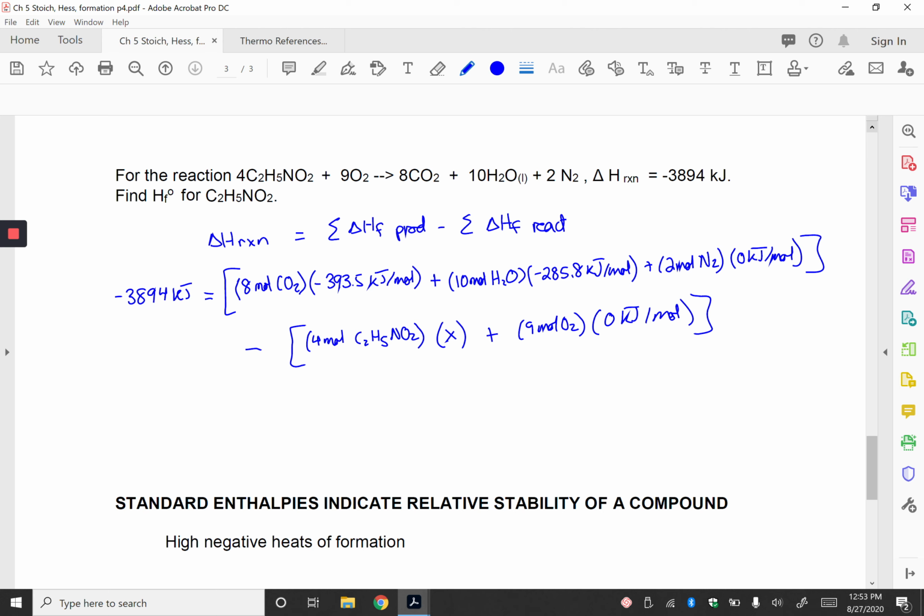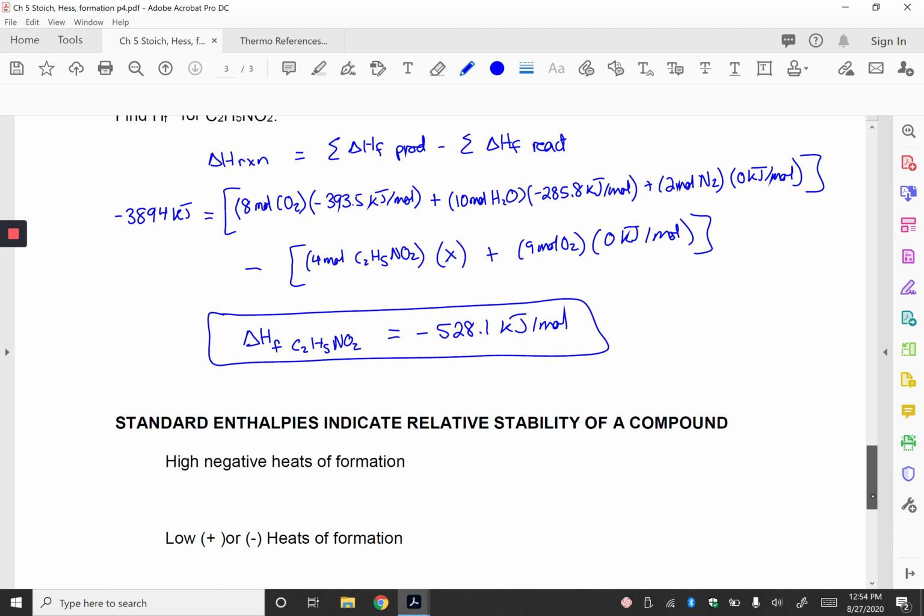So I'll give you a minute to try to solve for x here. If you're working on the math, you can stop the video and then play it again. So the value that I got for the heat of formation, or for x, of the C2H5NO2 is negative 528.1 kilojoules per mole. And that's the answer that I got.